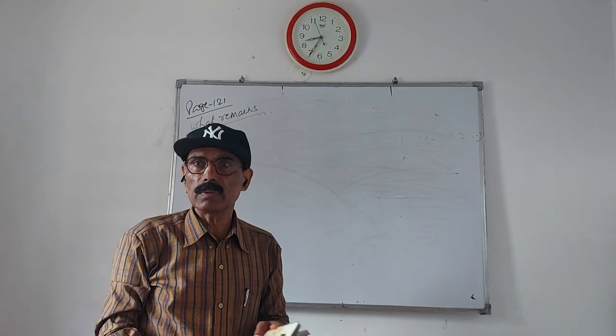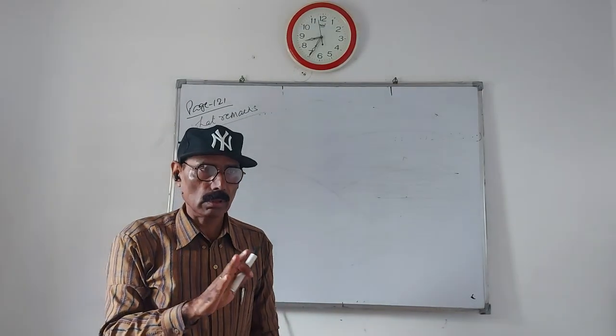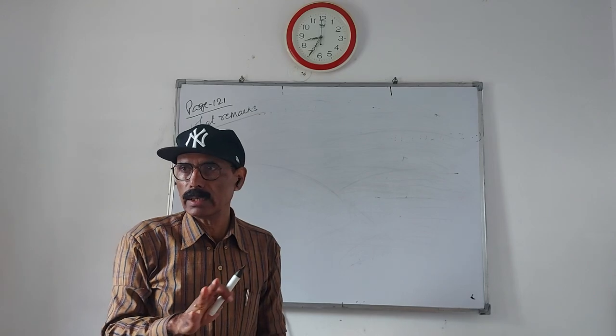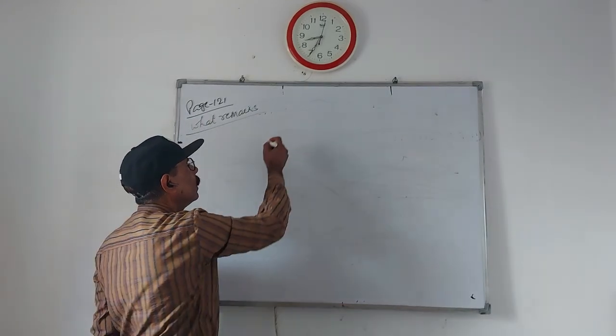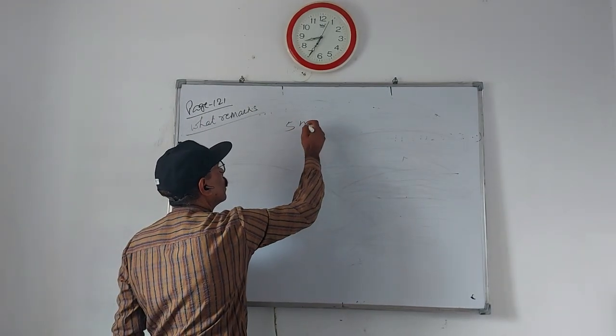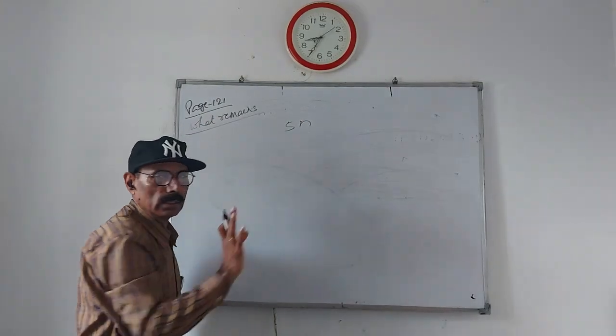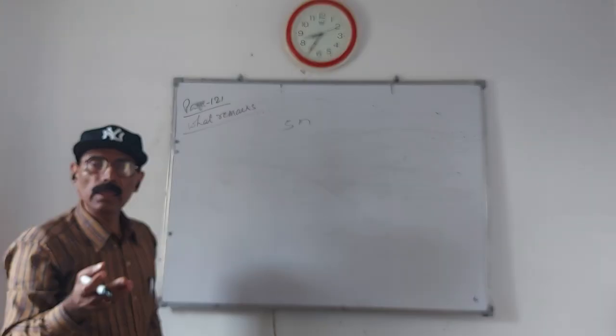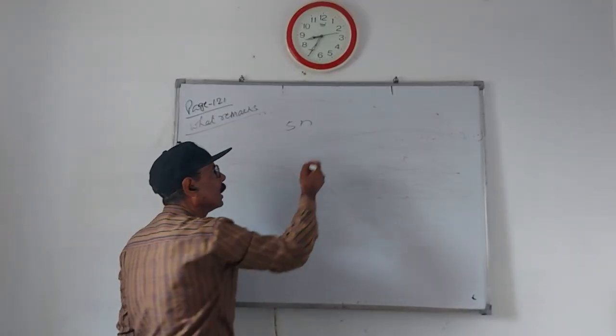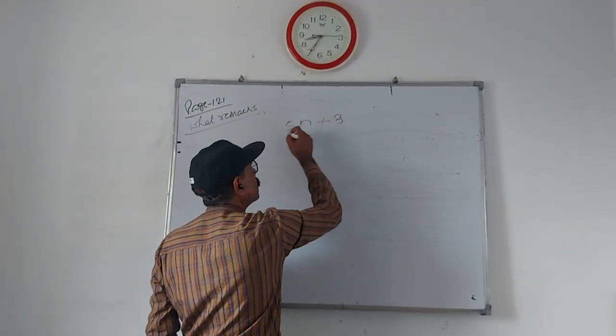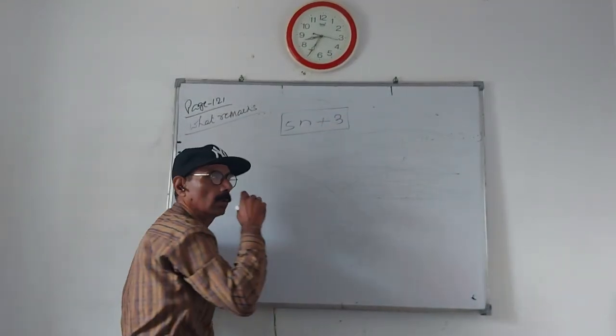5n plus 3. 5n means the number is divisible by 5. Therefore the number is divided by 5, so 5n. That means up to here the number is divided by 5 and leaves remainder 3, so that means plus 3. This is the number.